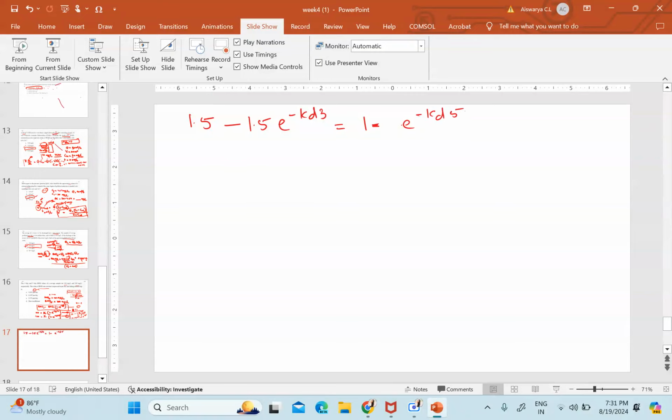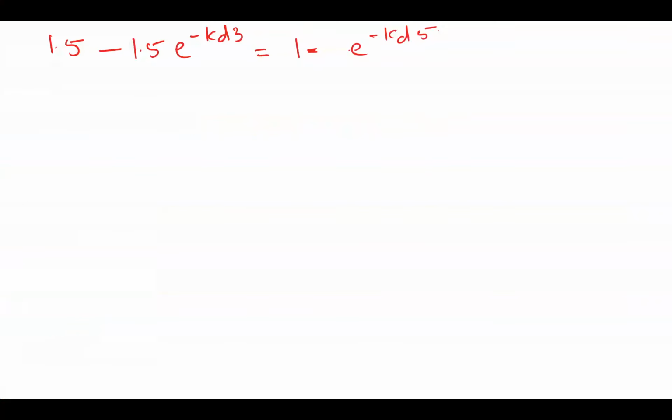Now how do you deal with this? So now here it becomes, if you take this one, this is 0.5, right? Then equal to 1.5 e raised to minus kd 3 minus e raised to minus kd 5, right? This way, right?